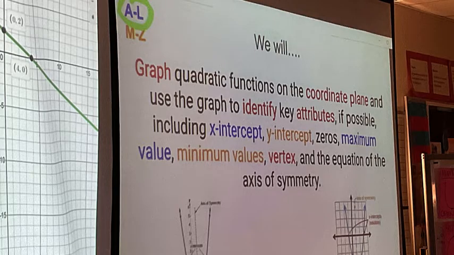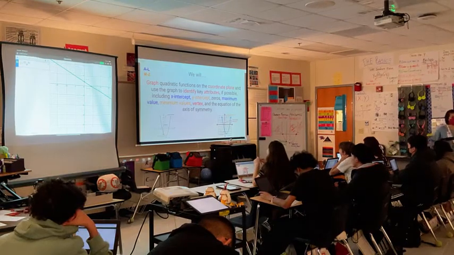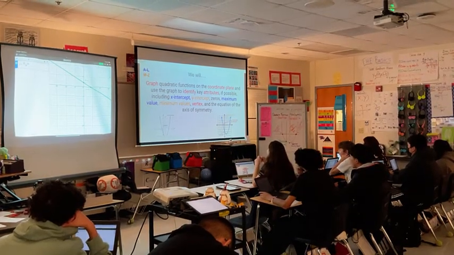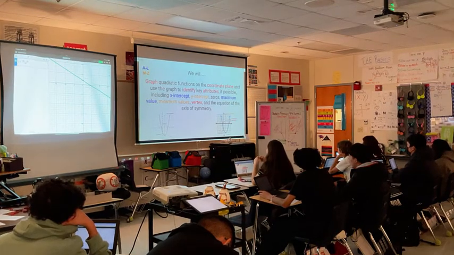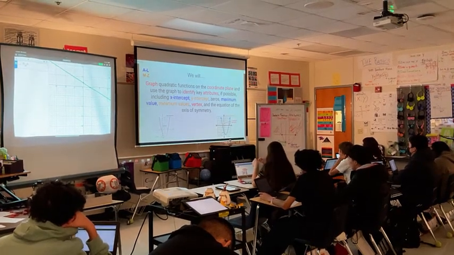All right, ready? We will graph quadratic functions on the coordinate plane and use the graph to identify key attributes, if possible, including x-intercept, y-intercept, zeros, maximum value, vertex, and the equation of the axis of symmetry.